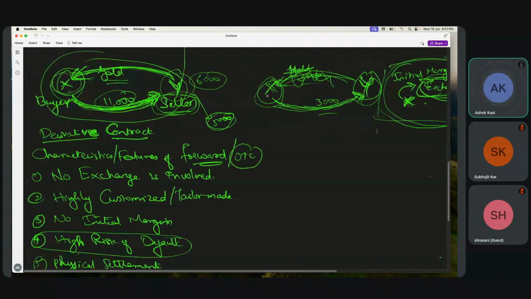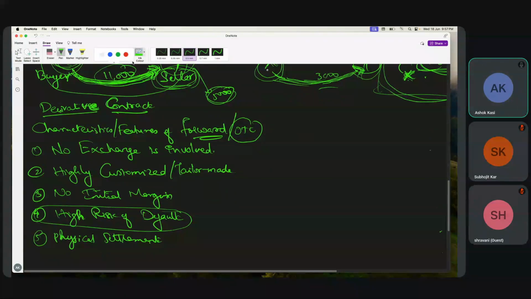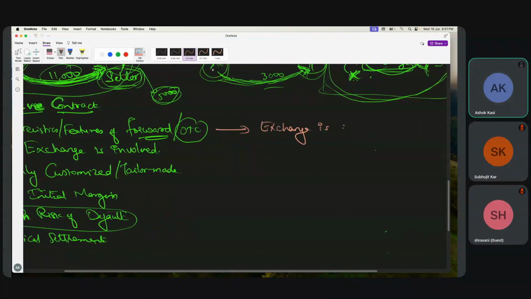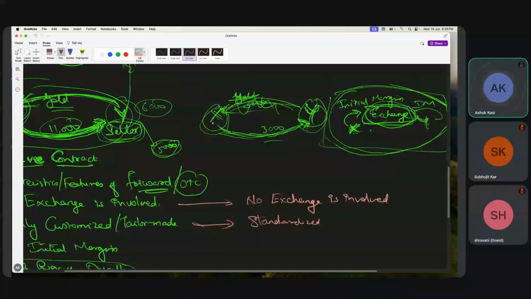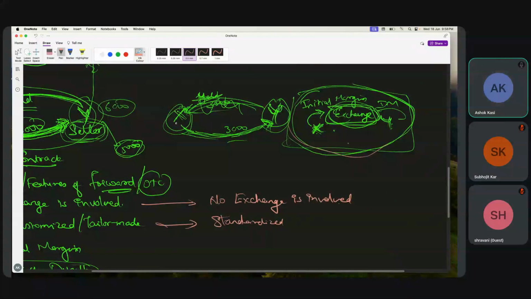So now you see, no exchange involved is getting changed to exchange is involved, which I should write down here. Highly customized got changed to highly standardized. Okay, why standardized? Can you understand? Because the service has been standardized. For example, in terms of expiry date, in terms of quantity, also in terms of the product, it got standardized.